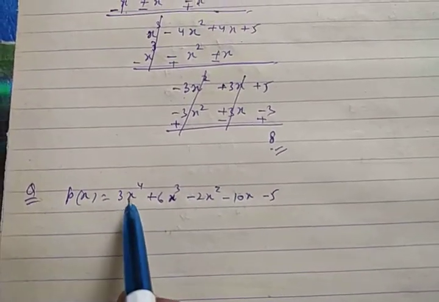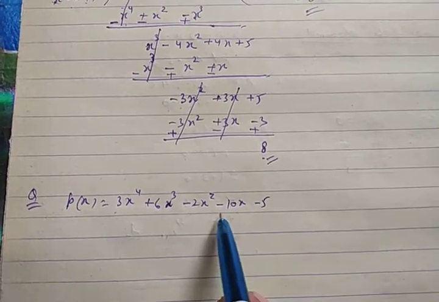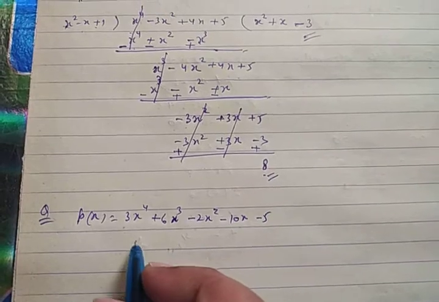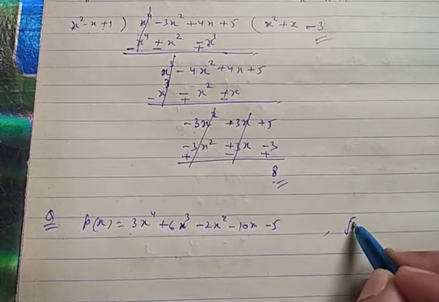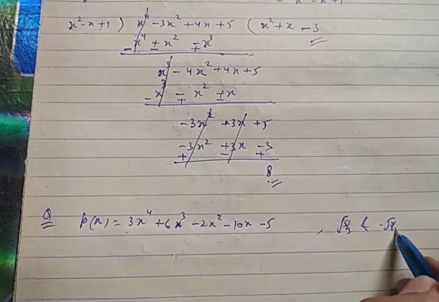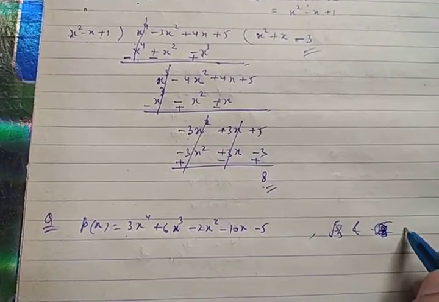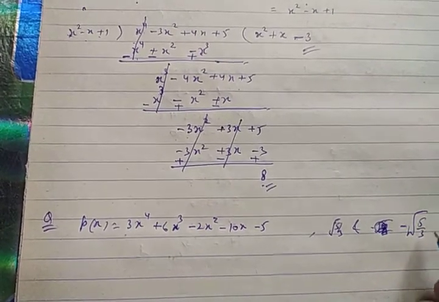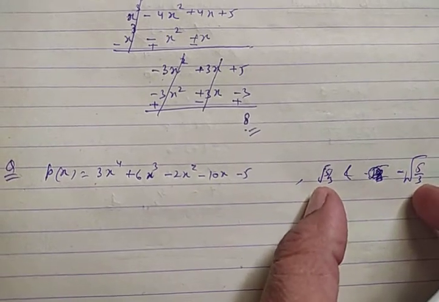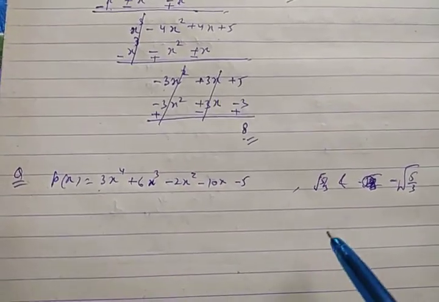This equation is having maximum power 4. It will be having 4 zeros. This I have explained earlier. And 2 zeros have been given in the question. Those zeros are under root 5 by 3 and minus under root 5 by 3. Two zeros are given and 2 zeros you have to find. So for this, how to solve this?